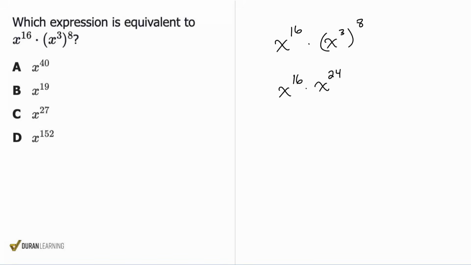And from here, we'll apply the product of powers law, where basically if you're multiplying powers, if they have the same base, add those exponents. 16 plus 24, that's going to be 40. So our final answer is x to the power of 40, which is answer choice A.